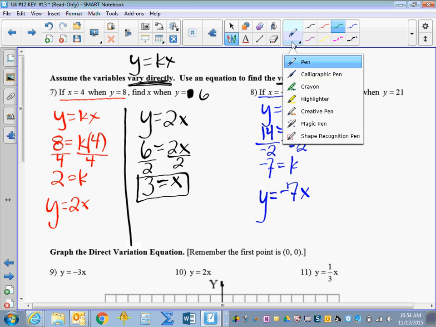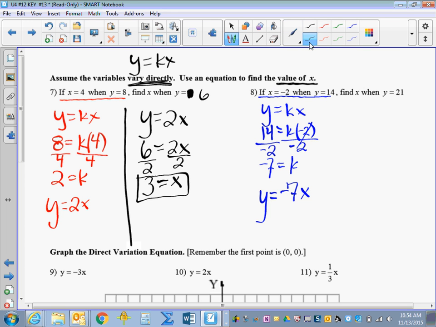All right, so the next part then, did it ask us to find the equation? No, we want to find the value of x. So let's use our equation. Y equals negative 7x, and they gave us y is 21. We have to substitute that in.